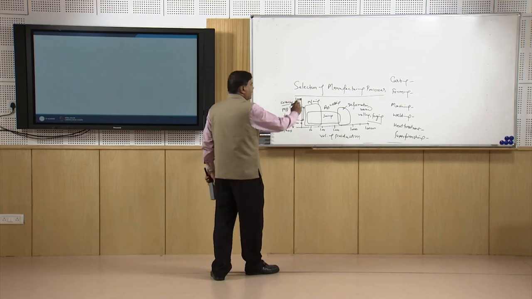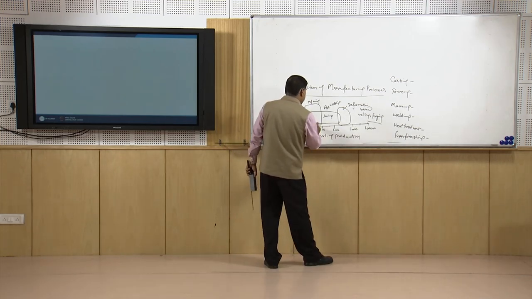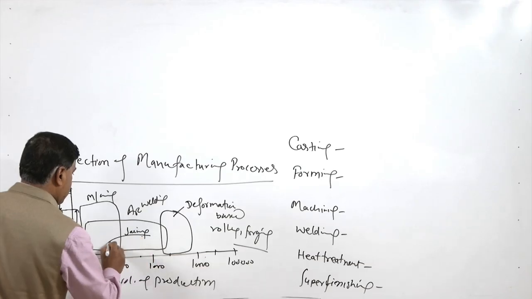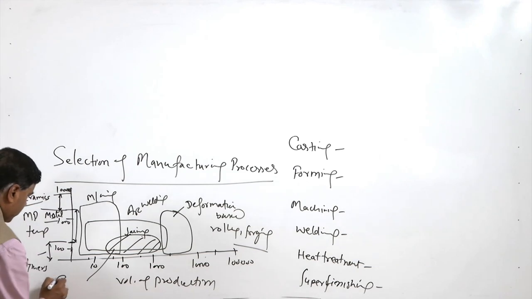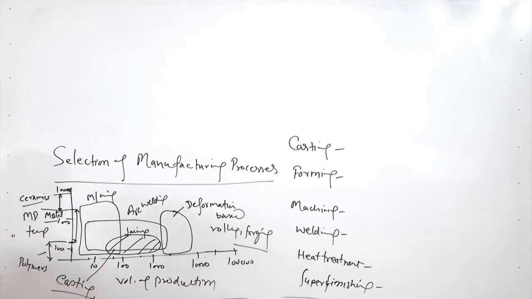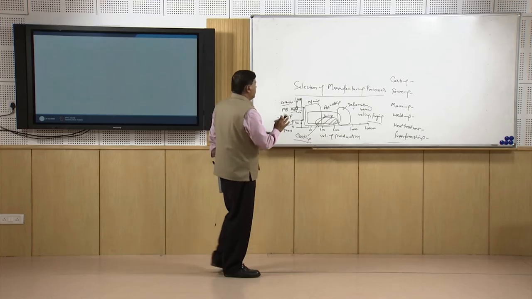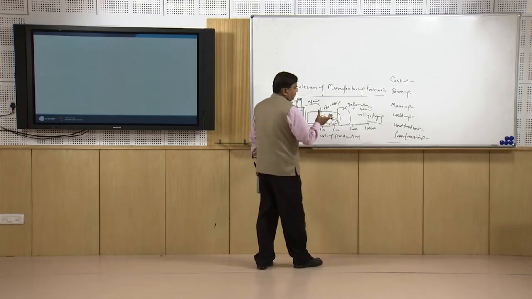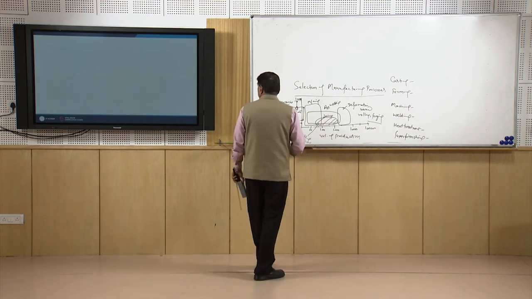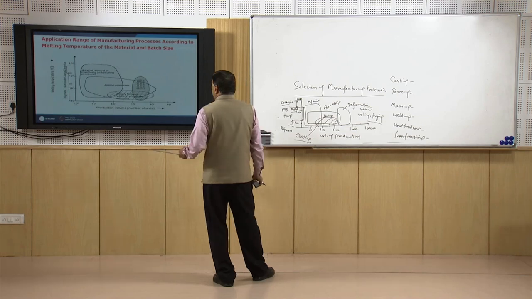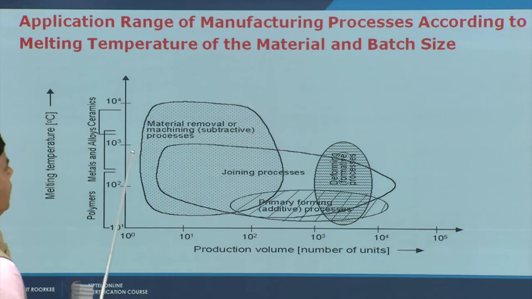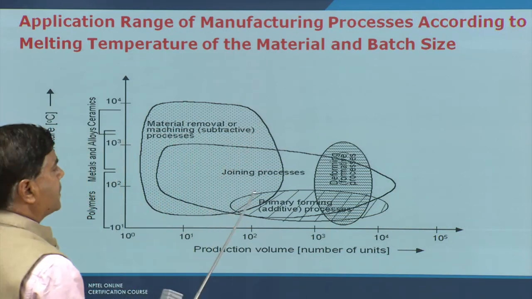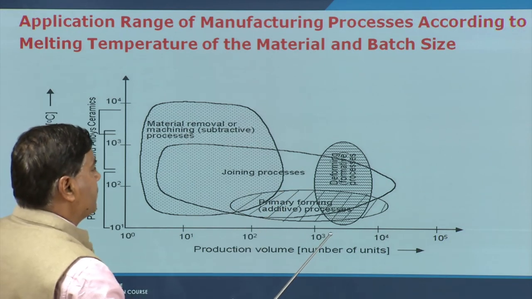Primary forming processes like casting are good for a narrow range of the melting point, as well as the volumes. So this is the band for the primary forming or the casting based processes. Not too high a melting point and not too low, and not very high volumes for which it can be used. So if we see this, this is the joining, this is the material removal, this is the primary forming process, and this is the deformation based processes.